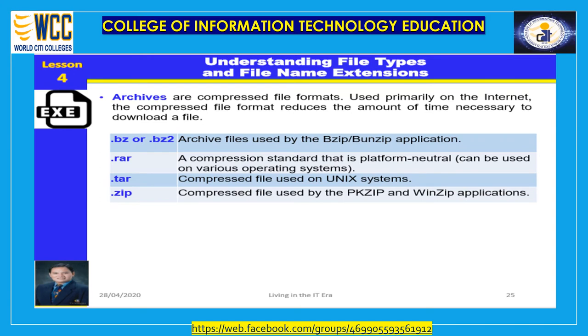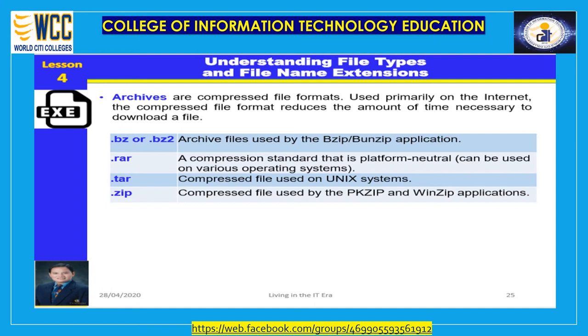We have also archives or compressed file formats. Archives are compressed file formats used primarily on the internet. The compressed file format reduces the amount of time necessary to download the file. Archives can contain any type of file: images, documents, executables, and so on. A compression utility is required to compress and decompress the files.